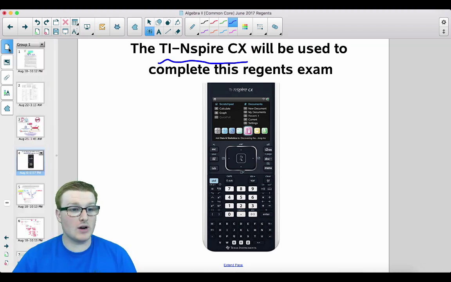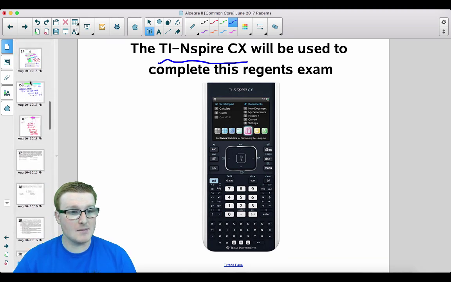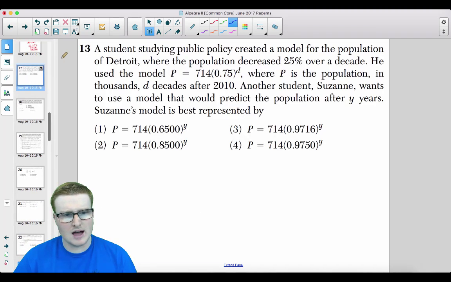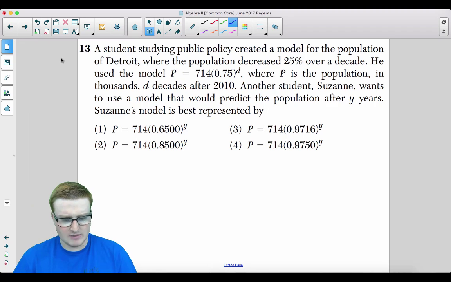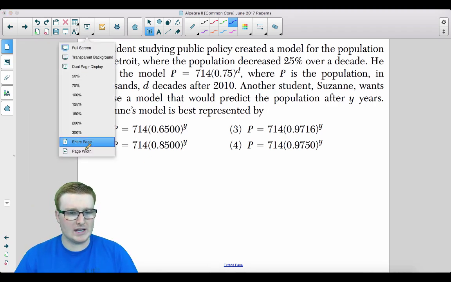Without further ado, let's jump right now to question number 13 of this exam. And we begin with kind of an easy question, and then we're going to get a little bit more tricky.